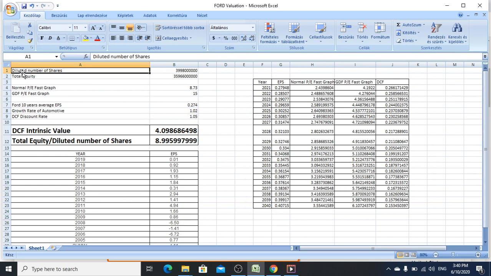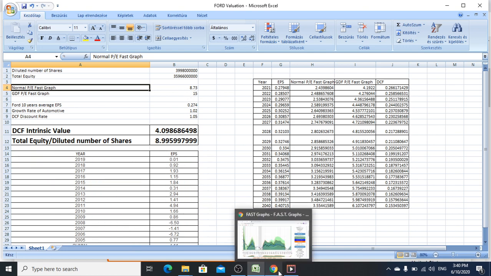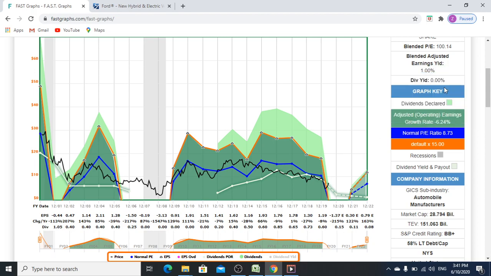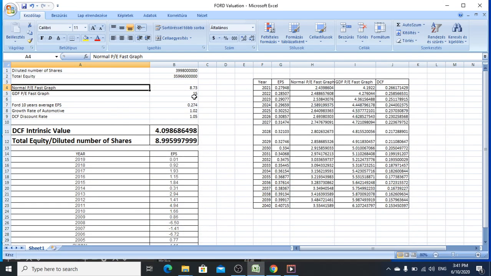Basically, I take the numbers from the annual 10-K report of Ford Motor Company, the diluted number of shares, and also the total equity. And based on normal PE from FAST Graph, this is higher, what I showed you at 8.73. I can modify this. Yeah, 8.73. This is correct, and 15, this is the normal standard 15 PE, which can be applied for most of the companies.